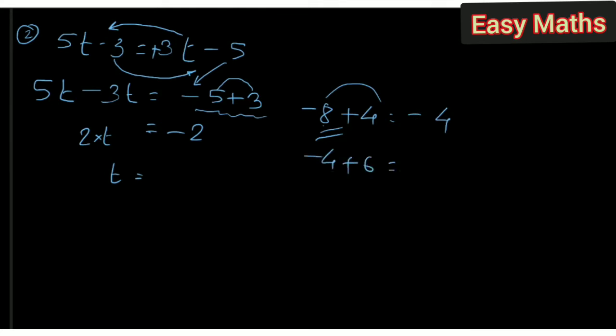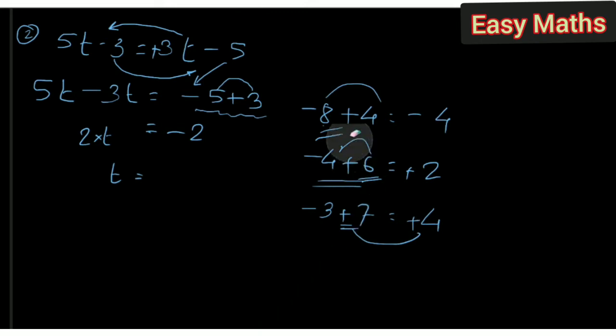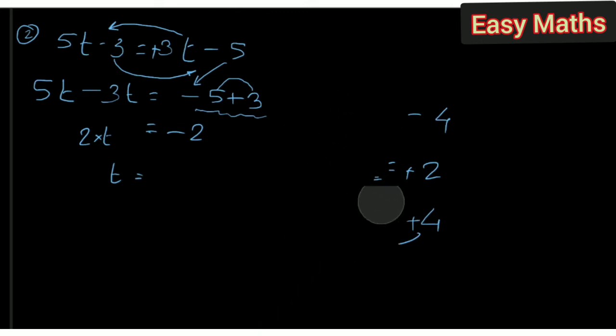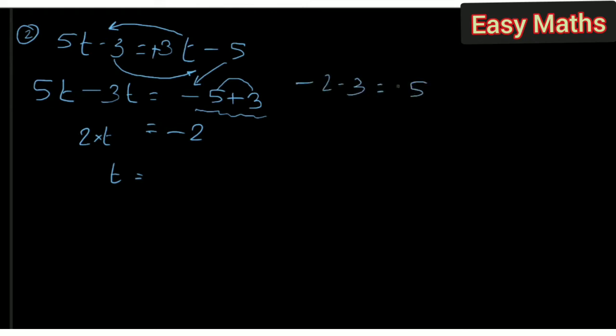Minus 4 plus 6, we have different signs, so we must subtract, 6 minus 4 is 2, give the sign of the bigger number to the answer. Minus 3 plus 7, again the signs are different, we must subtract and give the sign of the bigger number to the answer. And what if the signs are the same? In that case, we must add them. If the signs are the same, we add and give the same sign to the answer.